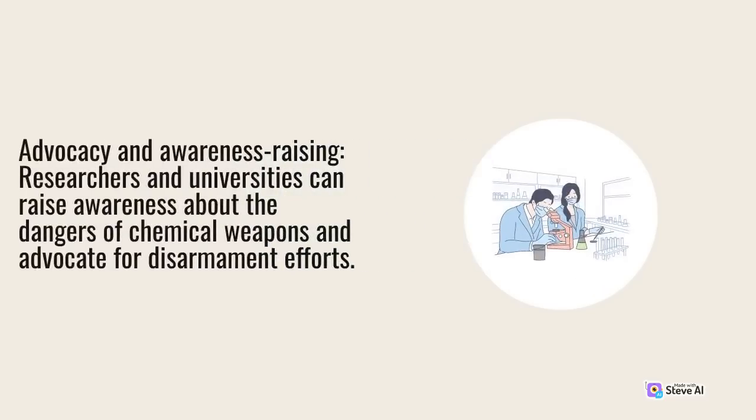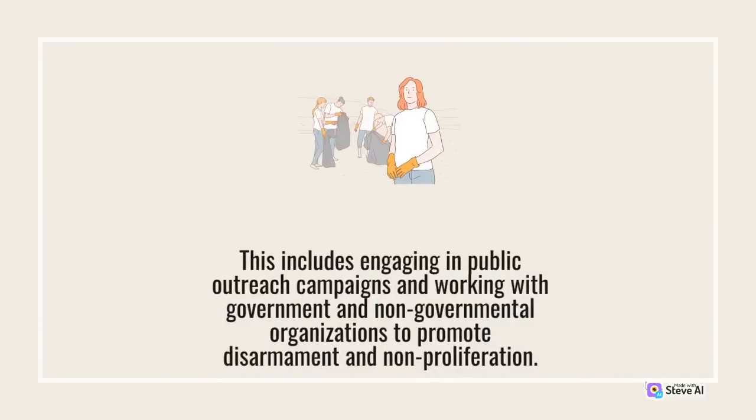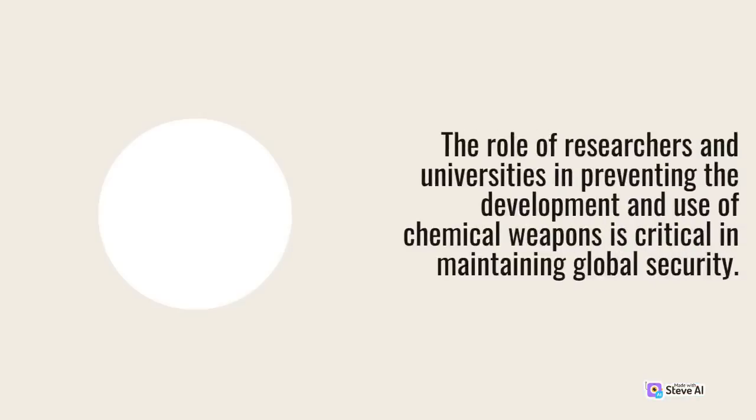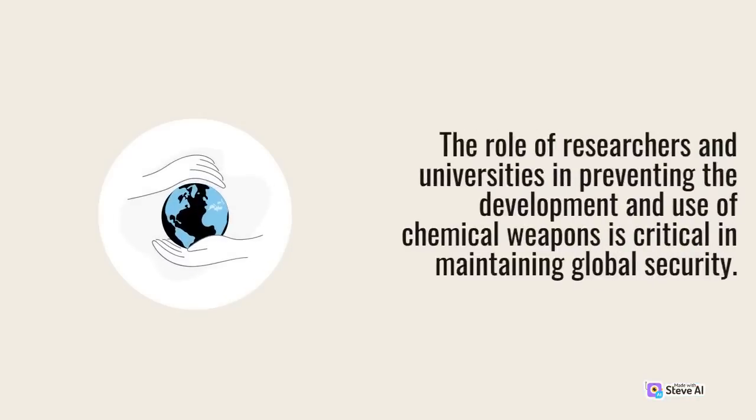Advocacy and awareness raising. Researchers and universities can raise awareness about the dangers of chemical weapons and advocate for disarmament efforts. This includes engaging in public outreach campaigns and working with government and non-governmental organizations to promote disarmament and nonproliferation. The role of researchers and universities in preventing the development and use of chemical weapons is critical in maintaining global security.